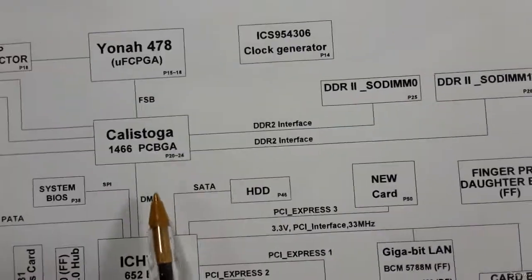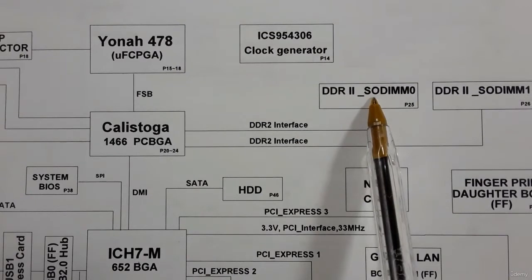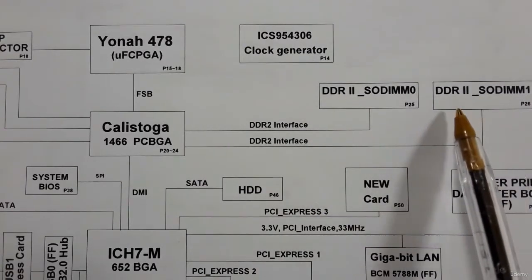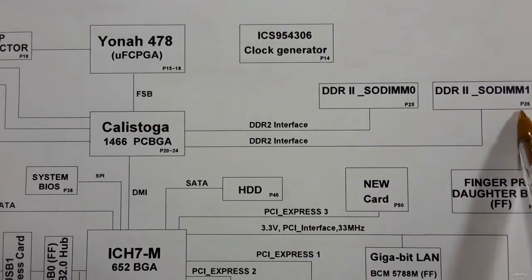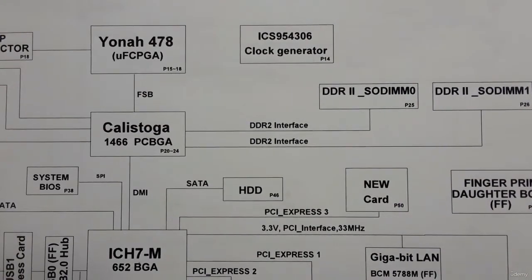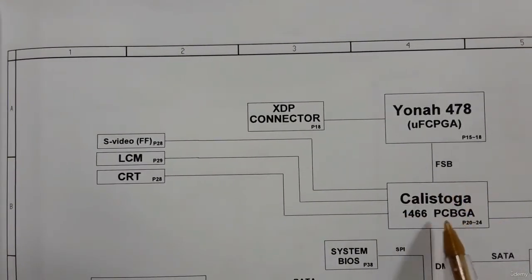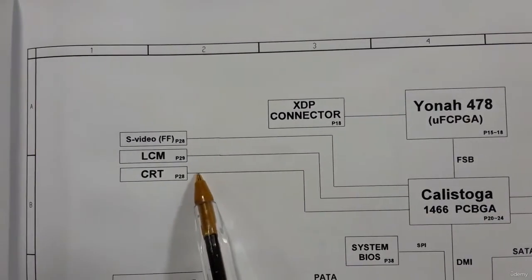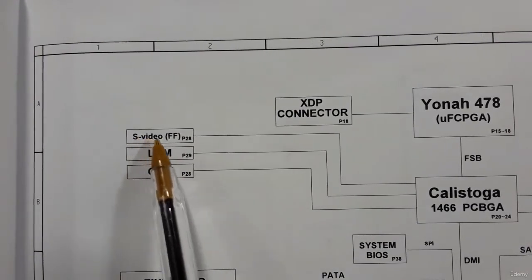So that's why the GMCH is connected directly to the memory, to the RAM, random access memory. We have here DDR2, as you see in page 25 and also in page 26. And the GMCH that contains the graphic card is connected to screen ports CRT and LCM or S-video.